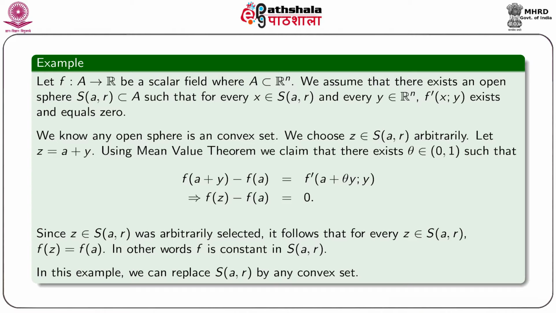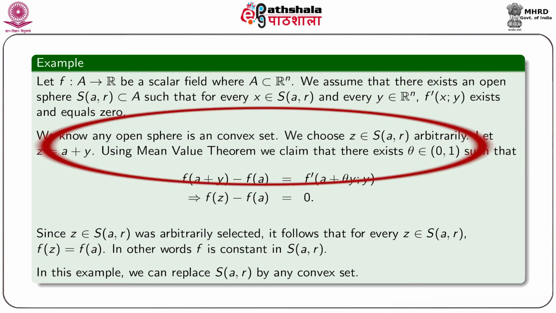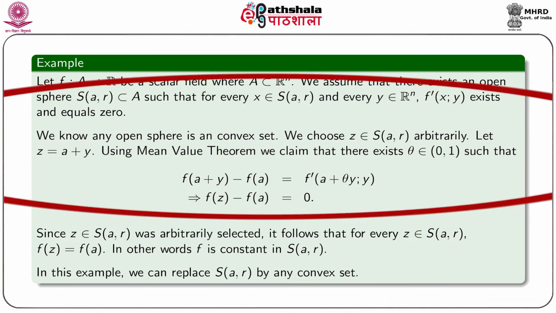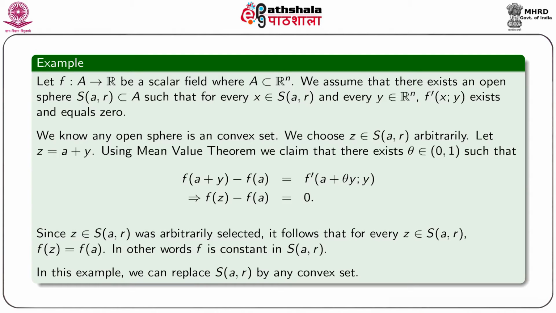The first example: let f be a scalar field defined on a set A which is a subset of Rn. We assume that there exists an open sphere S(a,r) which lies entirely within A such that for every point x in S(a,r) and every vector y in Rn, f dash(x, y) exists finitely and equals 0. That is, at every interior point of the open sphere, for each vector in Rn, the vector derivative exists but vanishes identically.